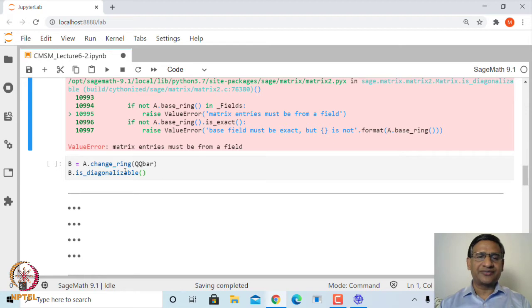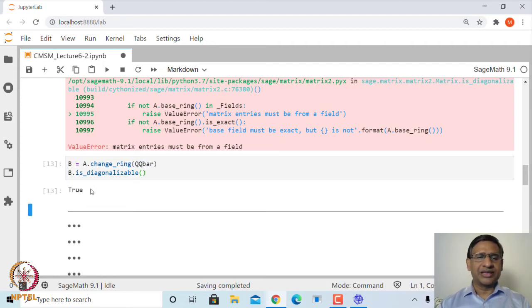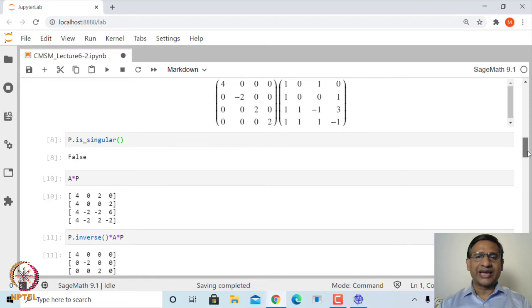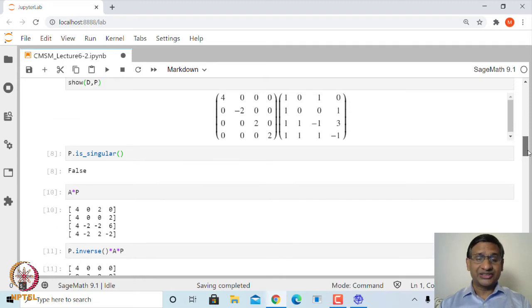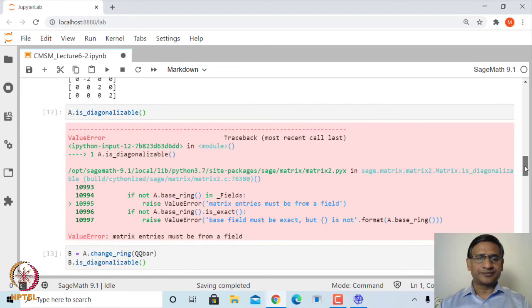Now, let us change the field of A, that is change the ring, change_ring QQbar. QQbar stands for the extended rational field, and then ask whether this matrix B is diagonalizable. The answer is true. We already know that this matrix is diagonalizable, and this P is called the diagonalizing matrix. So, here P is the diagonalizing matrix and this matrix is diagonalizable, right.